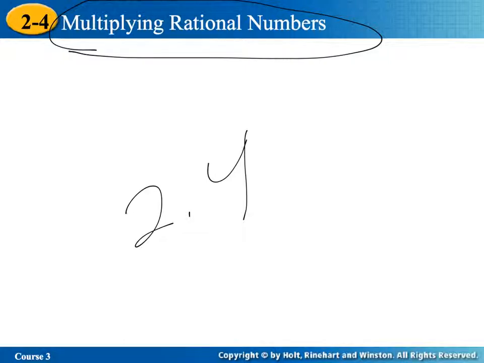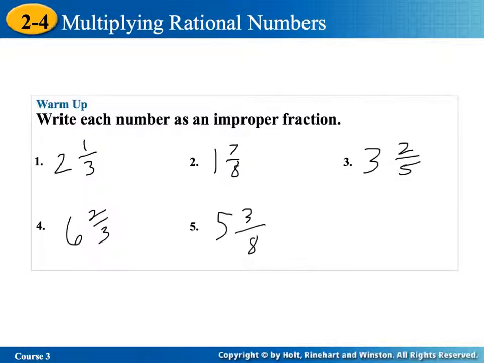Don't pause. So we have 5 warm-ups. What you are doing is writing each number as an improper fraction. So on these, this is 1, 2, 3, 4, 5. Write each number as an improper fraction. Now you can pause and try these.